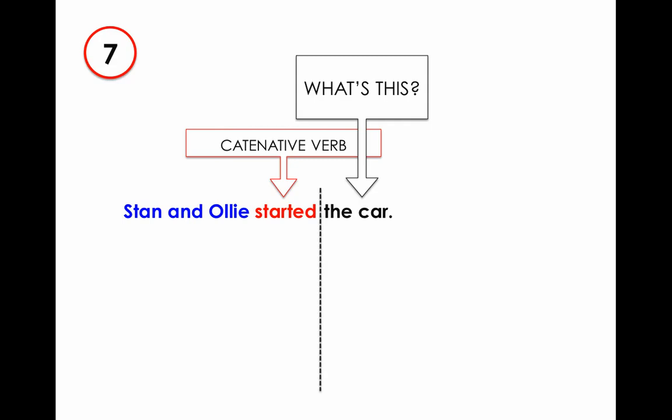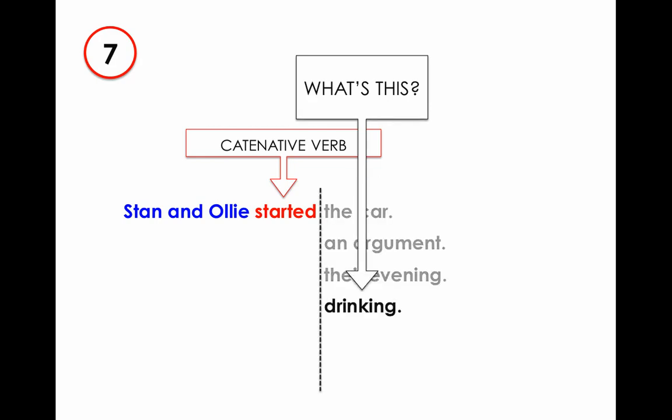Now, what other kinds of thing can we start? We can say Stan and Ollie started an argument. We can say that Stan and Ollie started their evening. They started their evening at 6 o'clock, for example. And we can also say that Stan and Ollie started drinking. Now, in this case, we'd think of the word drinking as the object. If you look in the grammar book, that's what it says. The verb that goes with the catenative verb is an object.